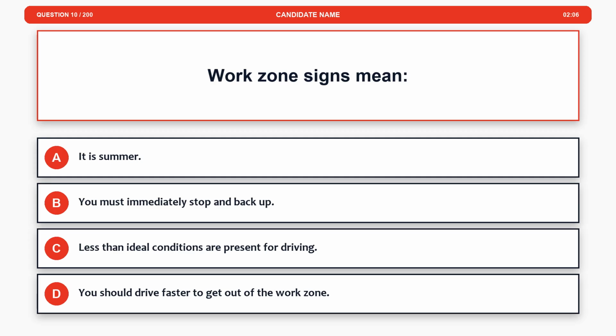Question 10. Work zone signs mean. Option A. It is summer. Option B. You must immediately stop and back up. Option C. Less than ideal conditions are present for driving. Option D. You should drive faster to get out of the work zone.